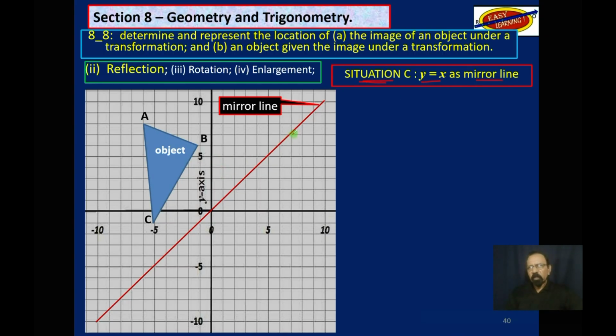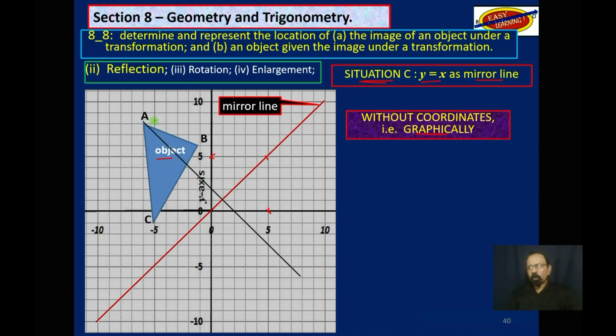Now let's look at situation C, where y is equal to x as the mirror line. Y is equal to x. It's a line going across like this at 45 degrees. As if y is equal to x, then when x is 5, y is also 5. So you get that line that is 45 degrees slanting upwards from left to right. This is our object. If we do this graphically, first of all, we draw a line from A to cross the mirror line at 90 degrees. And we measure from here, from A to the mirror line, same amount to A prime on this side. You do that for A.